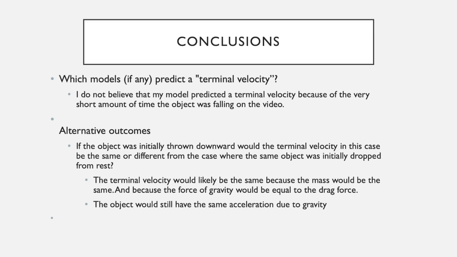If the object were to have been thrown down instead of released from rest, the object would still have the same mass. And because when the terminal velocity is reached, the gravitational force equals the drag force, creating a net force of 0, this means that if the mass stays constant, the terminal velocity would remain the same whether the object was dropped or thrown.